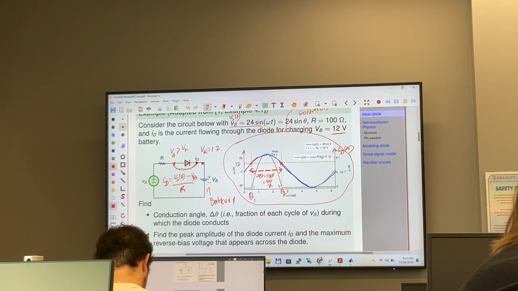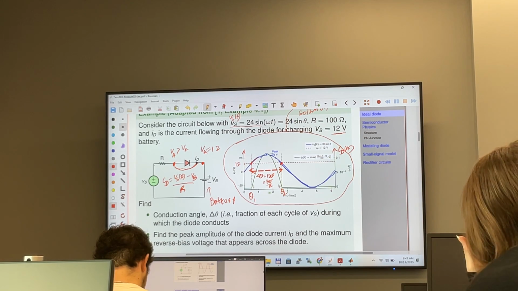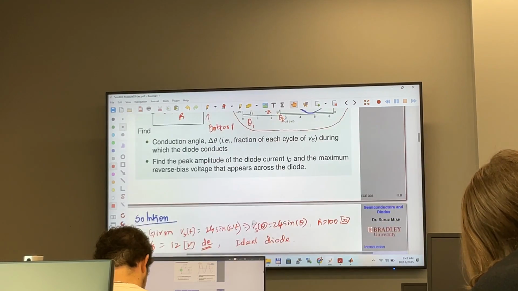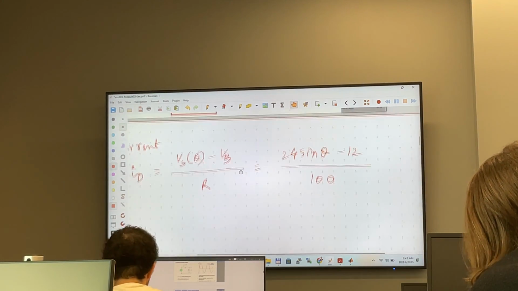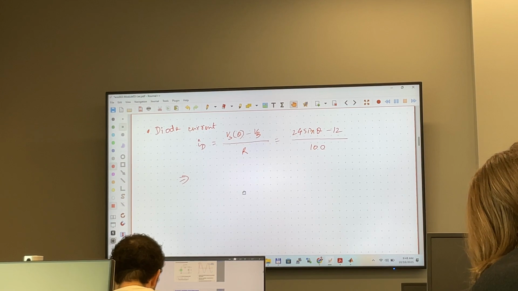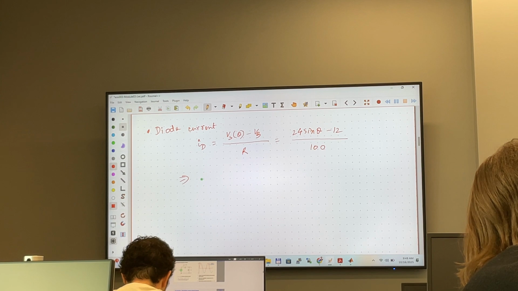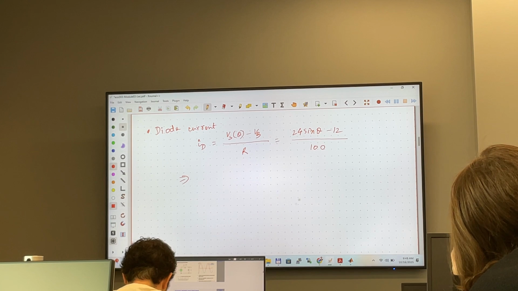For current, I have the y-axis this way, so it has a different scale. So the diode current is going to be, see, I say it here, 24 sine theta minus 12 over 100, and 0, because diode current is not going to be negative. So the maximum diode current, does it occur when theta is 90 and sine is equal to 1? Yes, exactly. That's what I'm going to do.